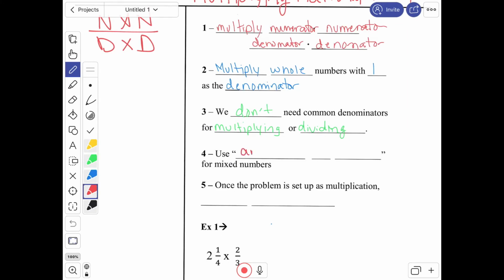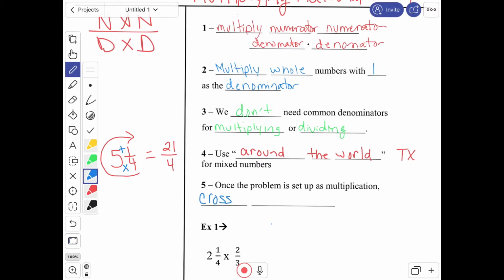Number 4, we use around the world if we have a mixed number, or some people call it Texas. When you have a mixed number like 5 1/4, you multiply 4 times 5 plus 1, which makes 21 over 4. You go around the world. Or it kind of looks like a plus sign and a times sign, kind of looks like Texas.